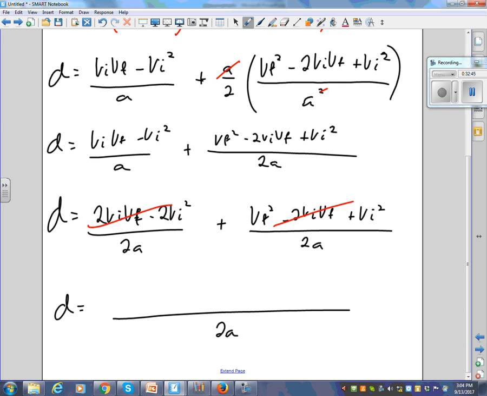So I didn't have to do any of that. Minus 2 VI squared plus VI squared is going to be minus VI squared, right? Nobody likes to start with the minus first. So let's go here. Minus VI squared, right? And what's left over?